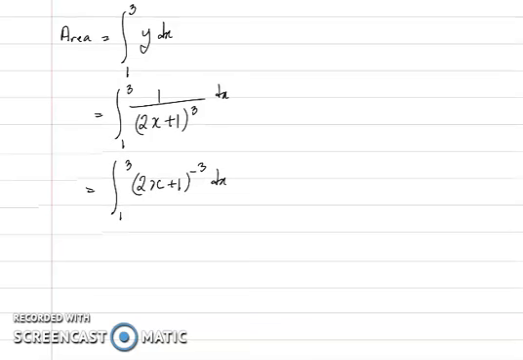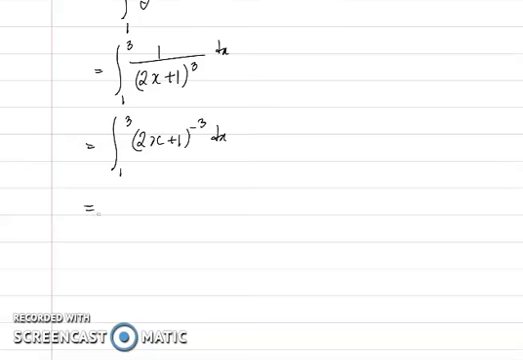Now, if I integrate this, I'm going to increase the power by 1. So this is 2x plus 1. This is a linear factor. Increase the power by 1, it becomes minus 2. And of course, I have to divide by the new power, so that's minus 2. And we also have to divide by the differential of the inside function. All right, so the inside function is 2x plus 1. When you differentiate that, you're going to get 2. And all of this now is within the limits 1 to 3.